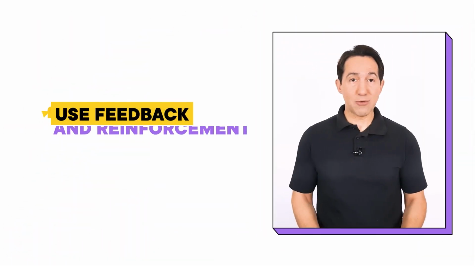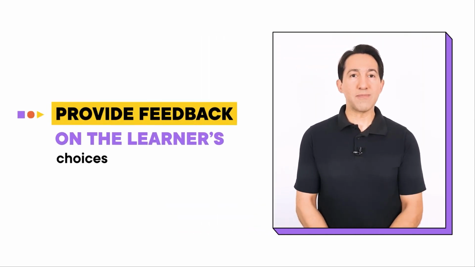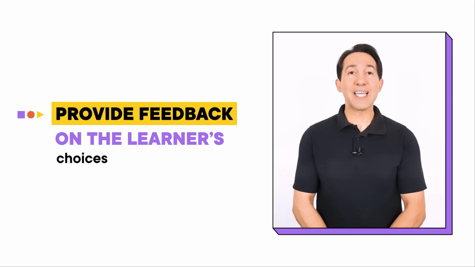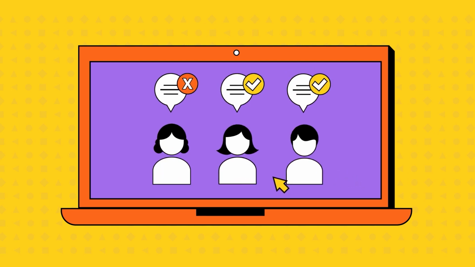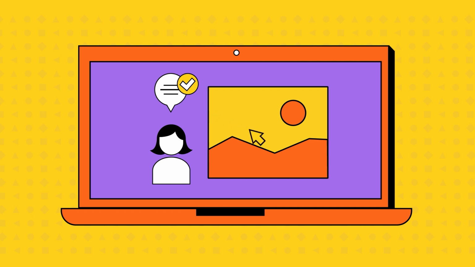Use feedback and reinforcement. In a scenario-based microlearning example, feedback and reinforcement are key components of effective learning. Provide feedback on the learner's choices and reinforce the correct responses to help learners build their skills and confidence. For example, in the sales rep example, feedback might involve providing an explanation of why a certain response was effective or ineffective, and reinforcing the correct response with additional information or resources.